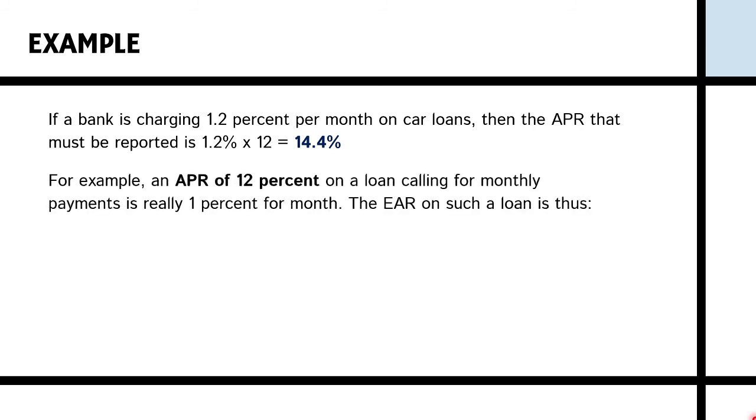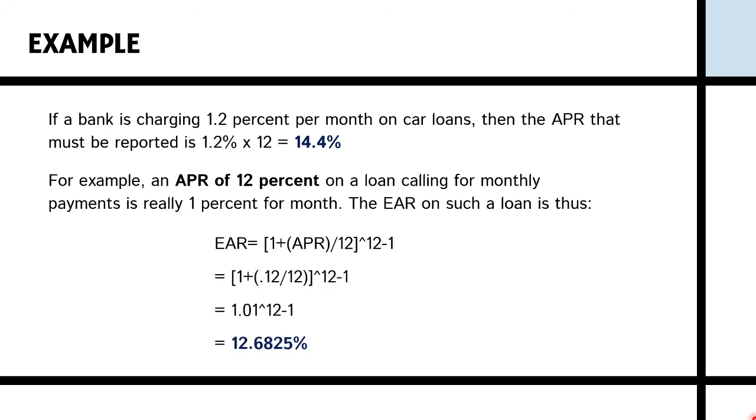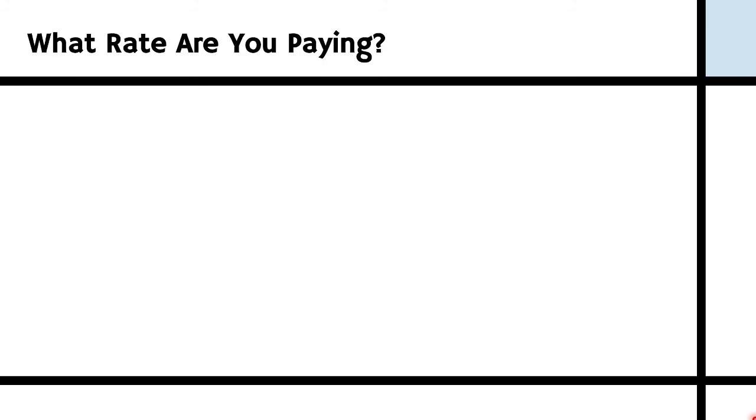For example, an APR of 12% on a loan calling for monthly payments is really 1% per month. The EAR on such a loan is thus EAR = the quantity (1 + APR over 12) raised to 12, minus 1. That is 12.6825%.